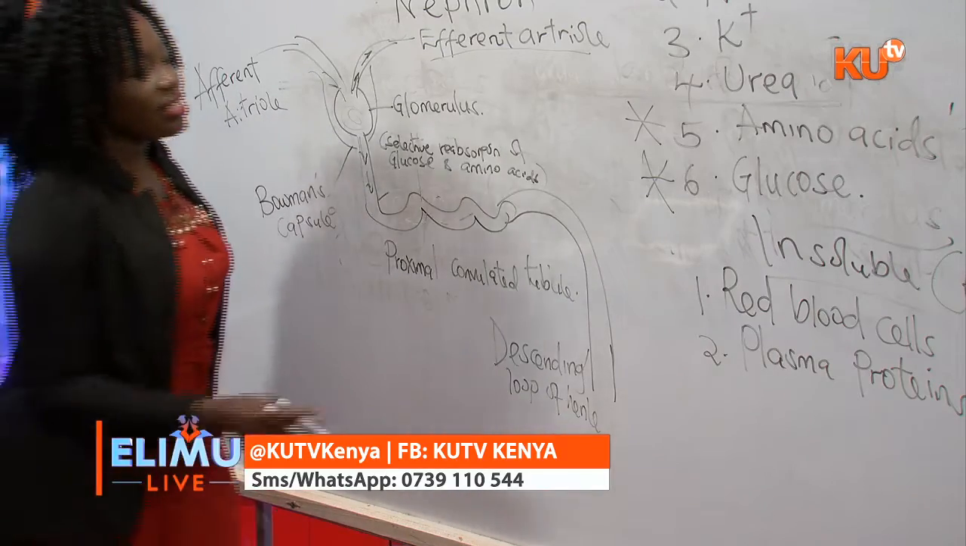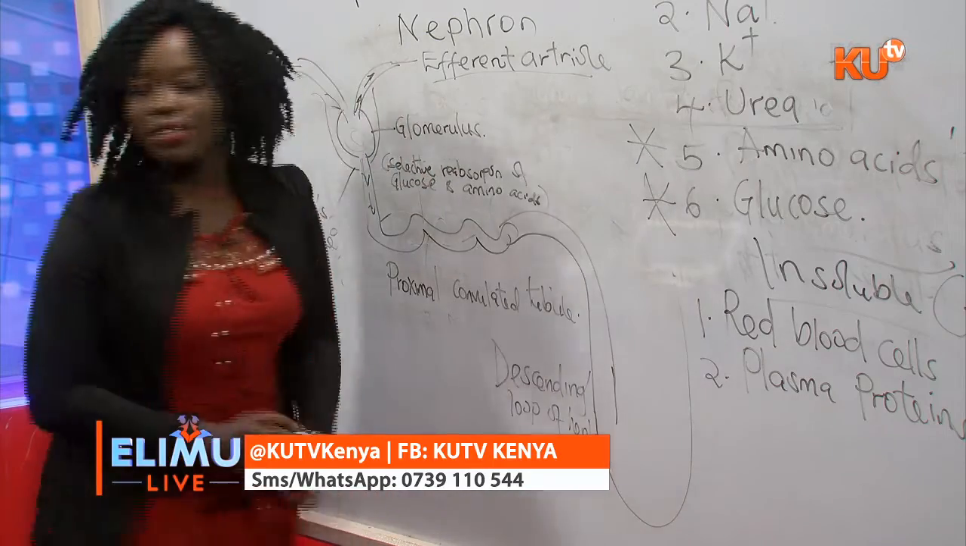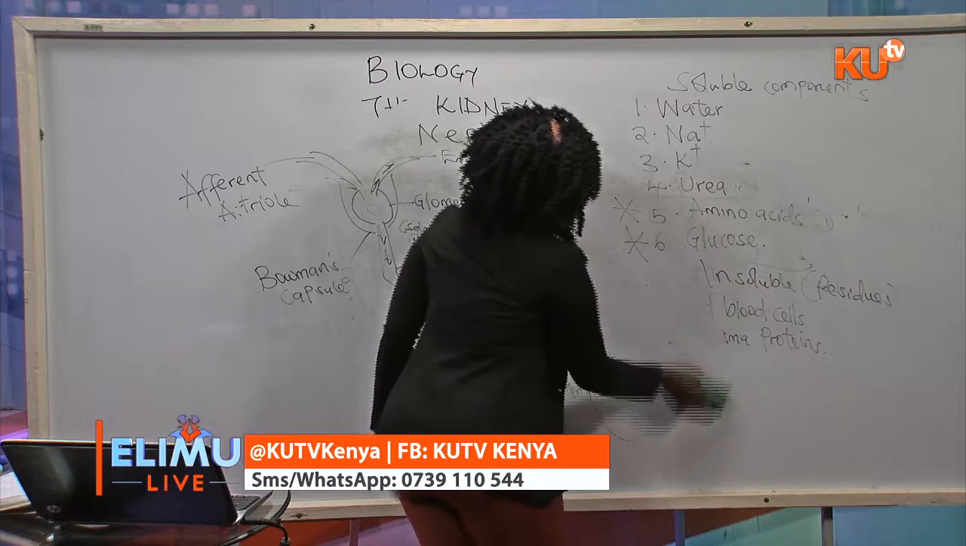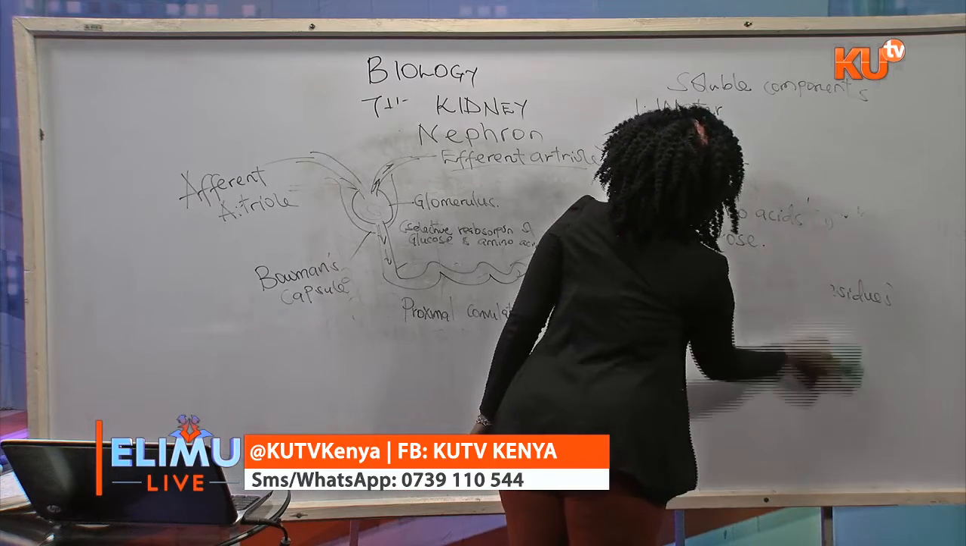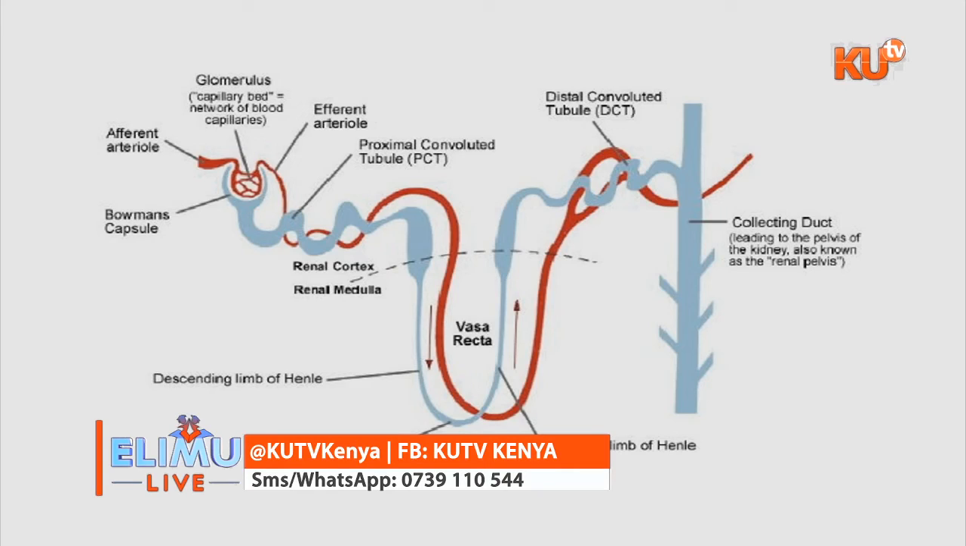This is called the descending loop of Henle, and then there is also the ascending loop of Henle.